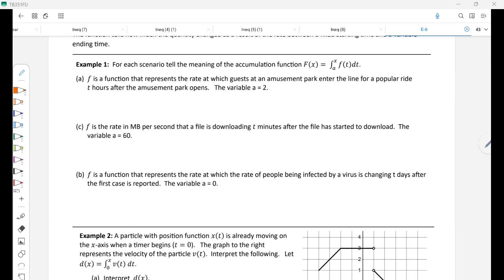Okay, so anyway, with that being said, F is a function that represents the rate at which guests at an amusement park enter the line for a popular ride. So little f is a rate. It's the rate that people enter the line t hours after the amusement park opens. The variable a equals, and one change that I made here for simplicity's sake is 0. So just an update. After I was doing my notes on this morning, I want to make this one 0. So I'll do the first one for us, and then I'll start asking questions for letters C and B as they're numbered on your paper. What does that mean? Well, it's how much change has occurred as a result of that rate.